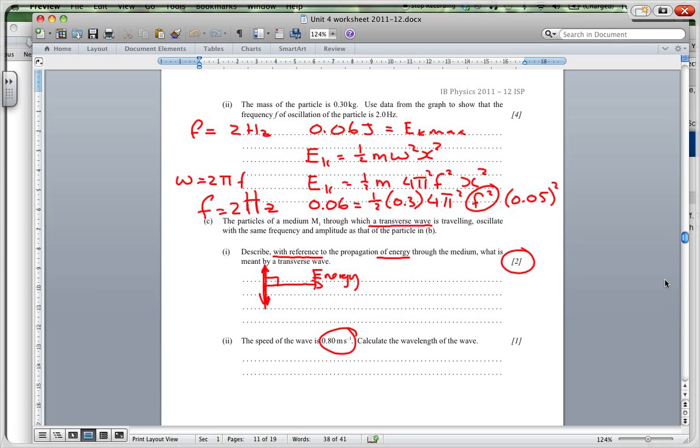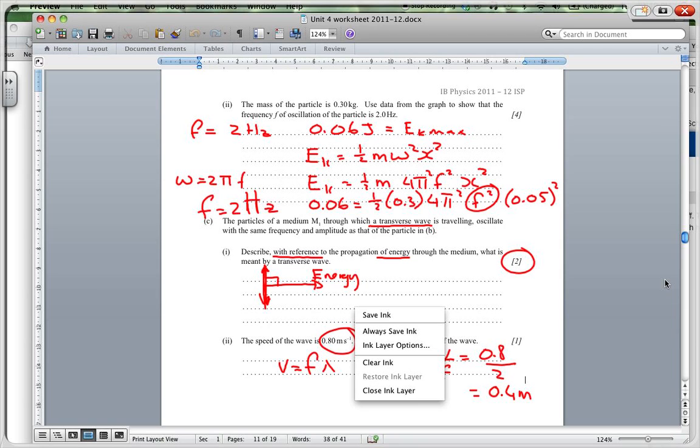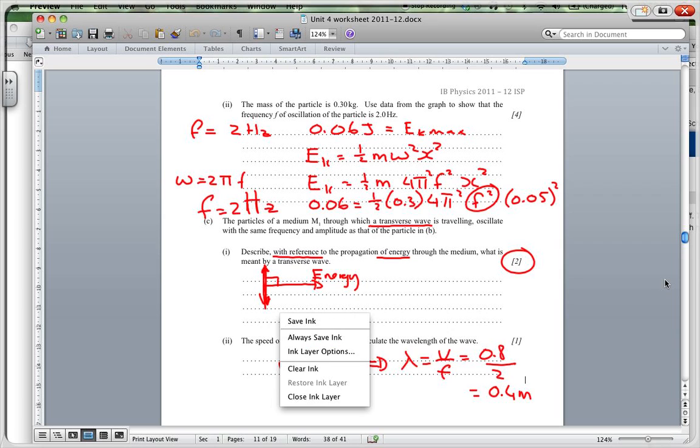Okay, next one, we've got the speed of the wave is 0.8 meters per second. Calculate the wavelength. Well, we would use our formula that velocity is equal to frequency times wavelength. Therefore, our wavelength is equal to our velocity over our frequency. We have our velocity as 0.8 meters per second, and our frequency is 2. So we're going to get 0.4 meters. Dividing that will give us our wavelength. Good. Does that make sense? I hope that all makes sense.